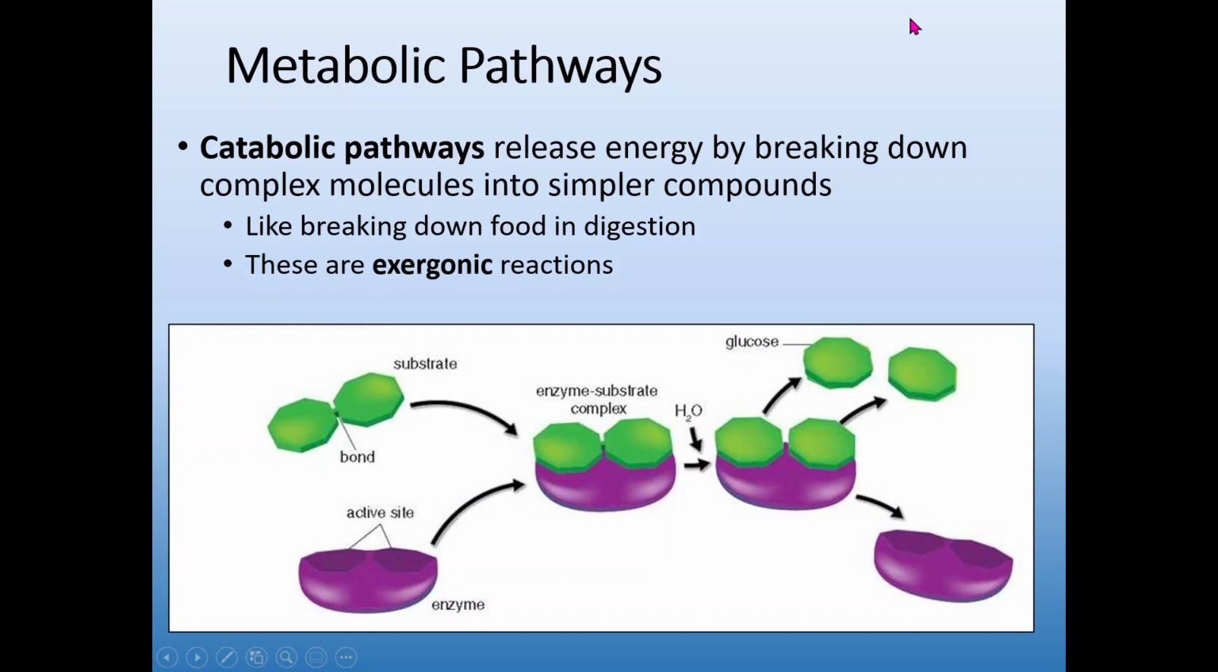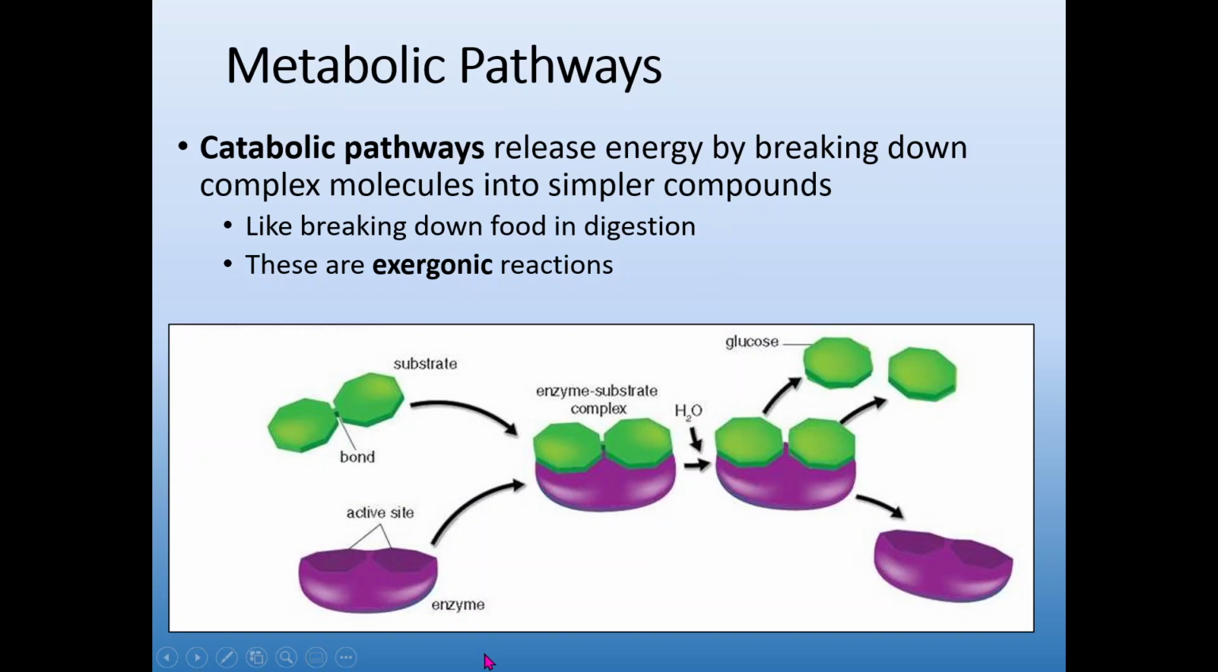There are two main directions that metabolic pathways can take. The first is the catabolic pathway, and this is one where we are releasing energy by breaking down larger, more complex molecules and creating smaller, less complex molecules. So it makes sense. This is an exergonic reaction. We're starting with something high energy, a large biomolecule, and we're going to something with lower energy, a smaller biomolecule.